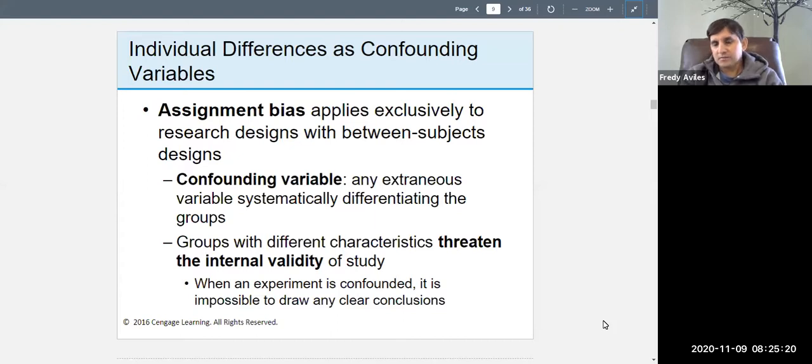Groups with different characteristics, like having one group older than another, or more males in one group than another, will threaten the internal validity of the study. Internal validity, remember, is about cause and effect, okay? So if you have a group of participants that's relatively older, or that has more males or whatever it is, then you can't be certain that it's actually your independent variable, like the alcohol, that's causing the aggression, and not the difference in males and females in your study, or not the fact that one of your groups is older than the other. And when an experiment is confounded, it is impossible to draw any clear conclusions. You don't know what's really causing what. Okay, that's the problem with assignment bias.